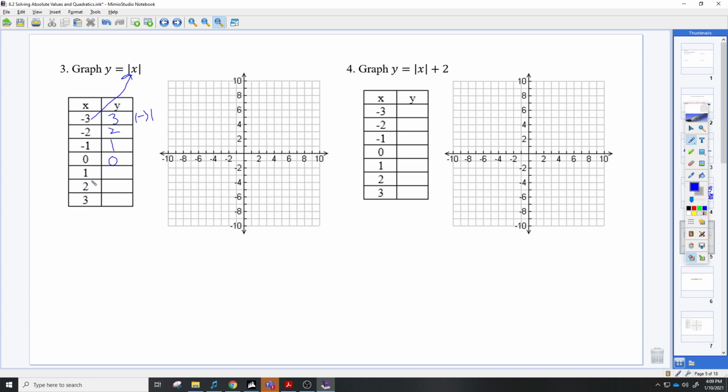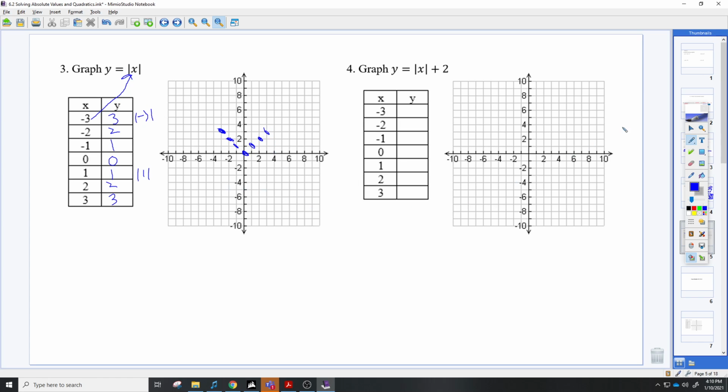Now what if we plug in positive numbers? Then it doesn't change at all. The absolute value of 1 is 1. Absolute value of 2 is 2. So it's really just the same number, but no negatives at all. So let's see what that graph looks like. So negative 3, 3 is here. It's always hard for me to put dots on here. Negative 2, 2, negative 1, 1, and 0, 0, and then 1, 1, 2, 2, and 3, 3.